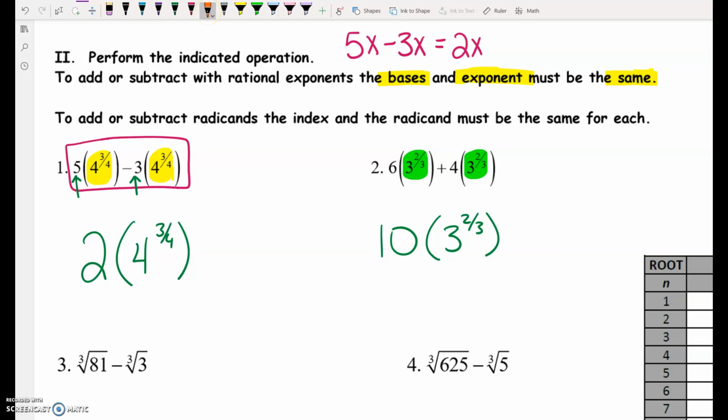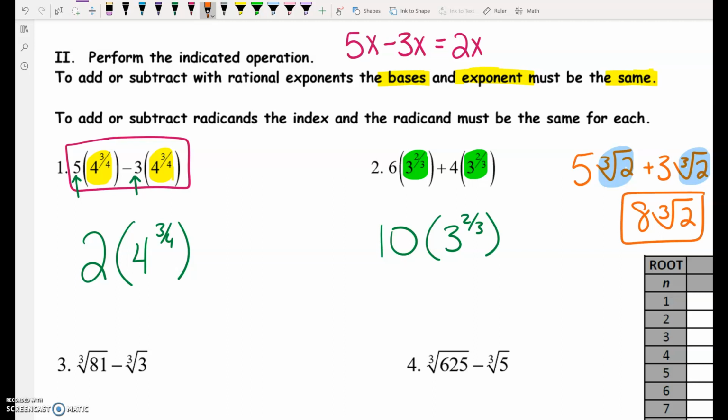Now this works for radicals as well. I'm going to do an extra example over here. Let's say I had 5 times the 3rd root of 2 plus 3 times the 3rd root of 2. Do you see how the 3rd root of 2 is the same as the 3rd root of 2? So 5 plus 3 would give us 8 times the 3rd root of 2. So it's exactly the same when we're dealing with radicals, if the index and the radicand are exactly the same.